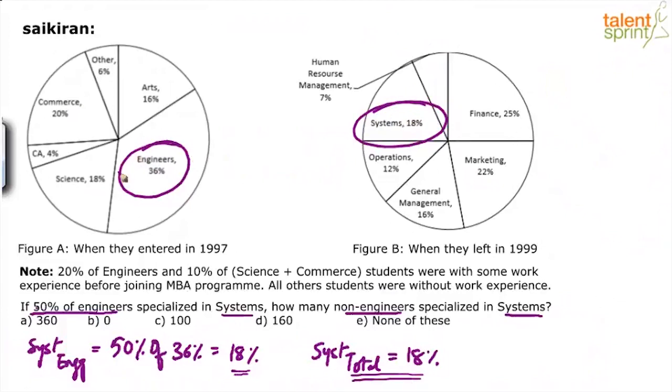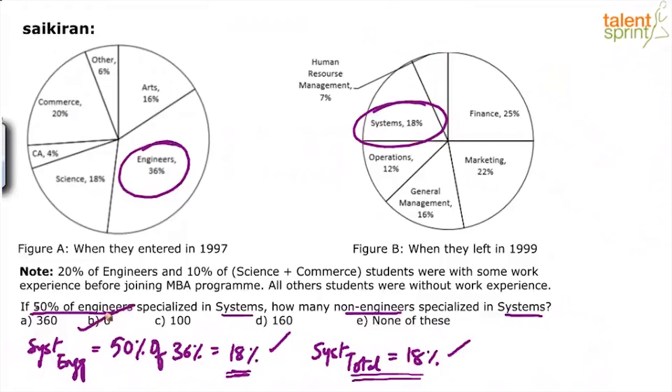We know that 50% of engineers have specialized in systems. That also comes out to be 18% of the same 2000. When both these are the same, what will be the difference? The difference will be 0. Is there any scope of non-engineers? 18% of engineers have gone into systems, which is 360. The total systems department has only 360 people. So how many are with non-engineering background? 0. So your answer should be option B.